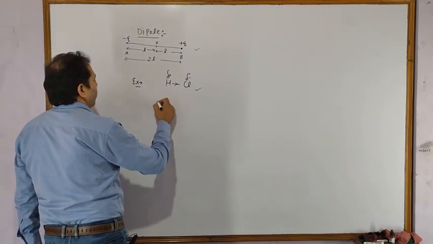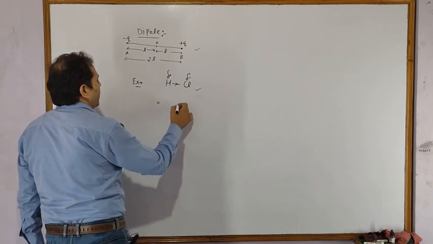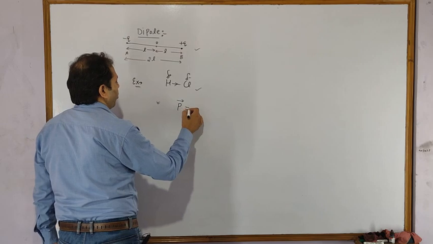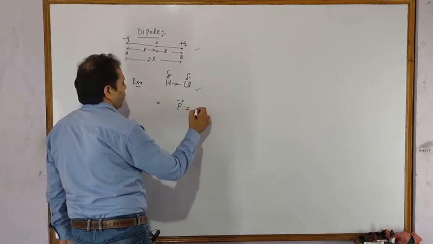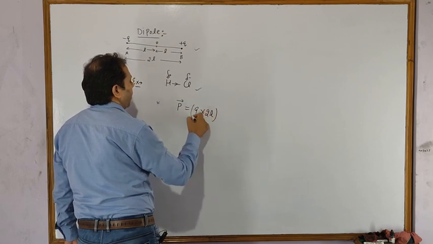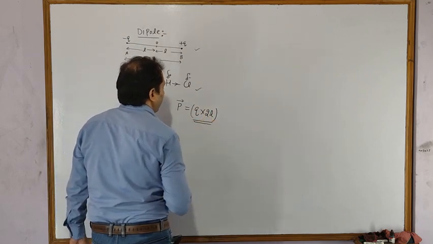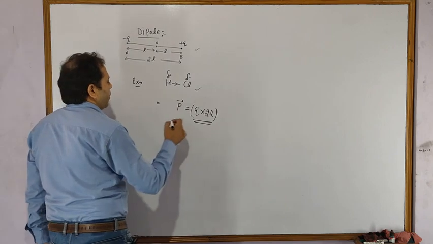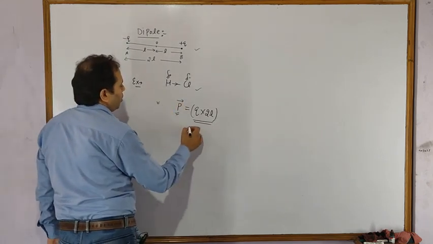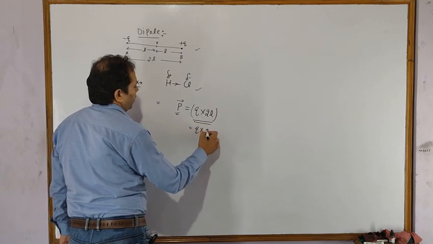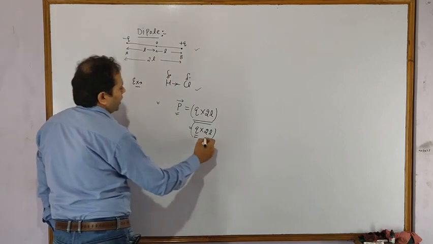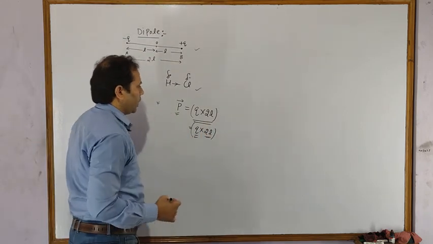So there is a quantity P which is known as the electric dipole moment, that can be calculated as Q into 2L. This is the magnitude of the electric dipole moment, Q into 2L: the magnitude of charge times the distance between the charges, that is 2L.